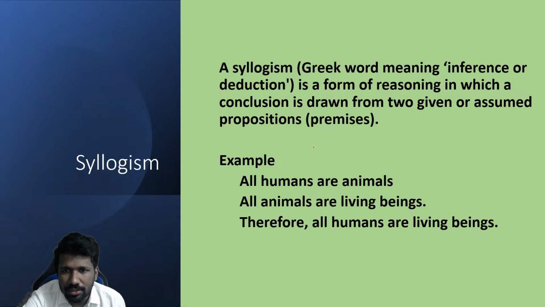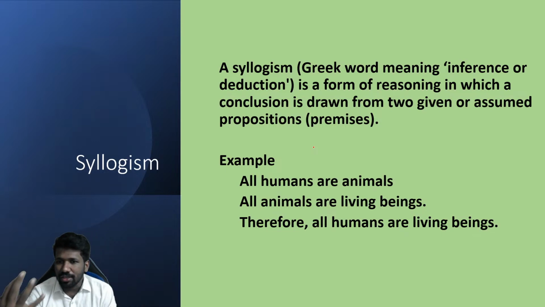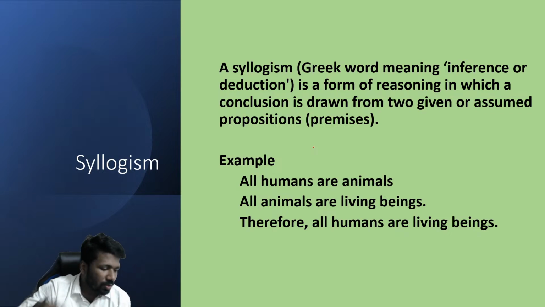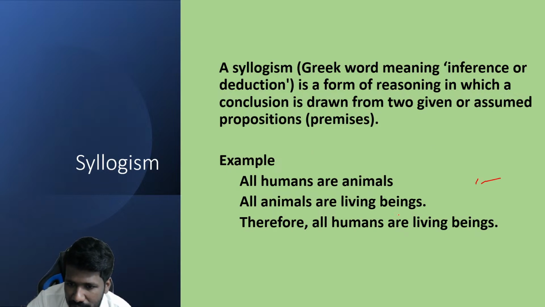So, syllogism derives from a Greek word. The meaning of that is inference or deduction. Infer something, deduce something. That means from the given clues, we are trying to find something. It's a form of reasoning in which the conclusion is drawn from 2 given propositions. Proposition means statements. For example, all humans are animals. All animals are living beings. Then we can say all humans are living beings.